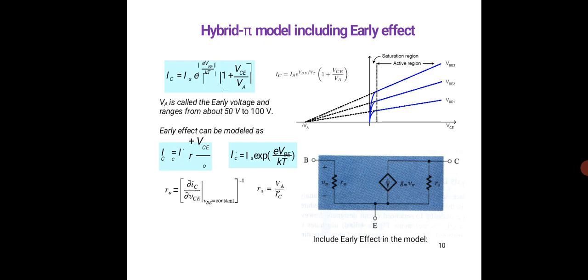So this includes the early effect. Okay, so here the VA represented is called the early voltage, and this will normally range from 50 volts to 100 volts. So this can be modeled by the given expression, and we finally get an expression for IC to be IS exponential of VBE by VT.